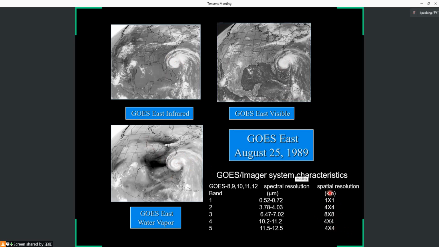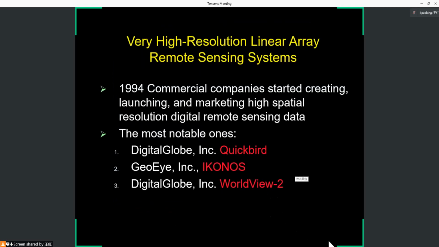The spatial resolution is very low because it's very high. This is the visible band, and the others are moderate infrared. We introduced the moderate or coarse spatial resolution. And then we will introduce some high spatial resolution.